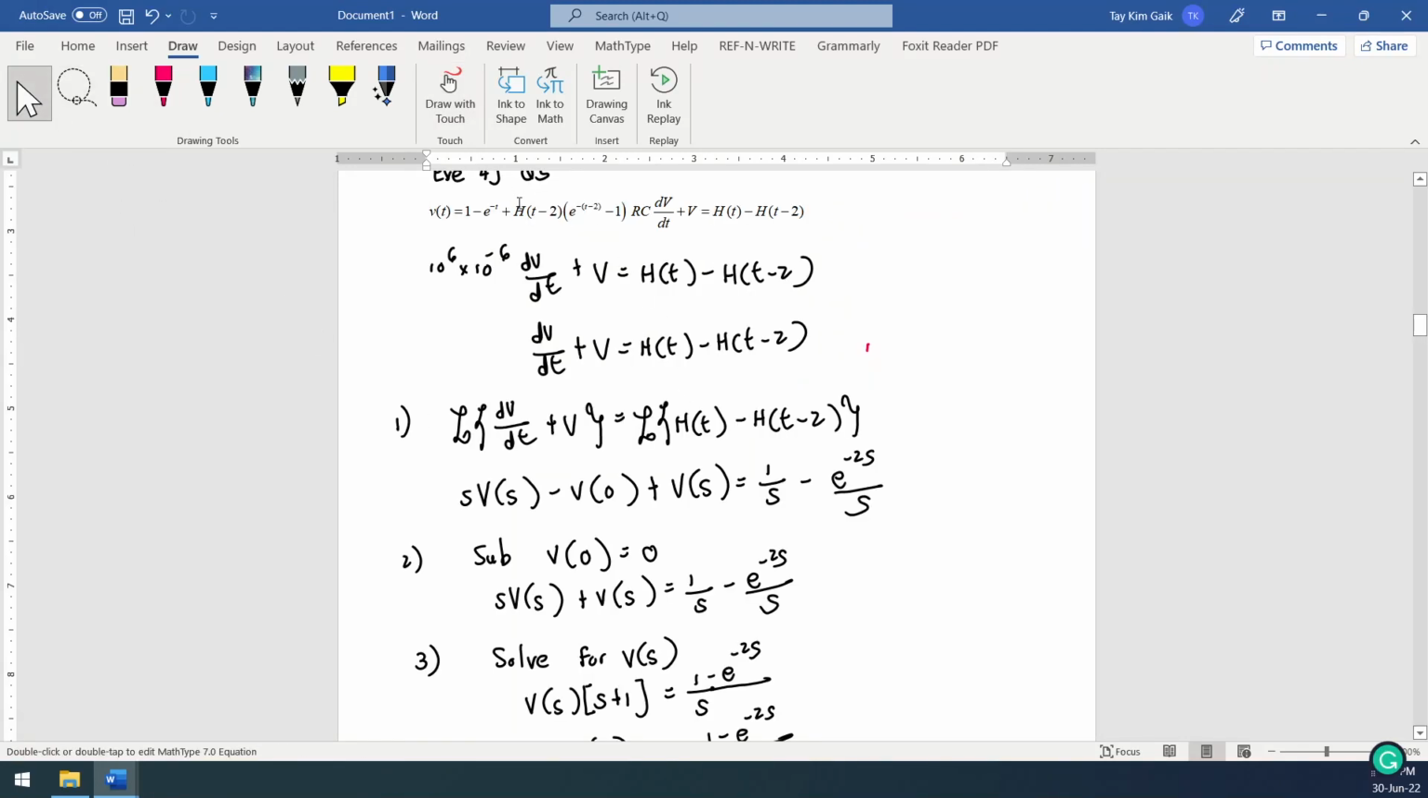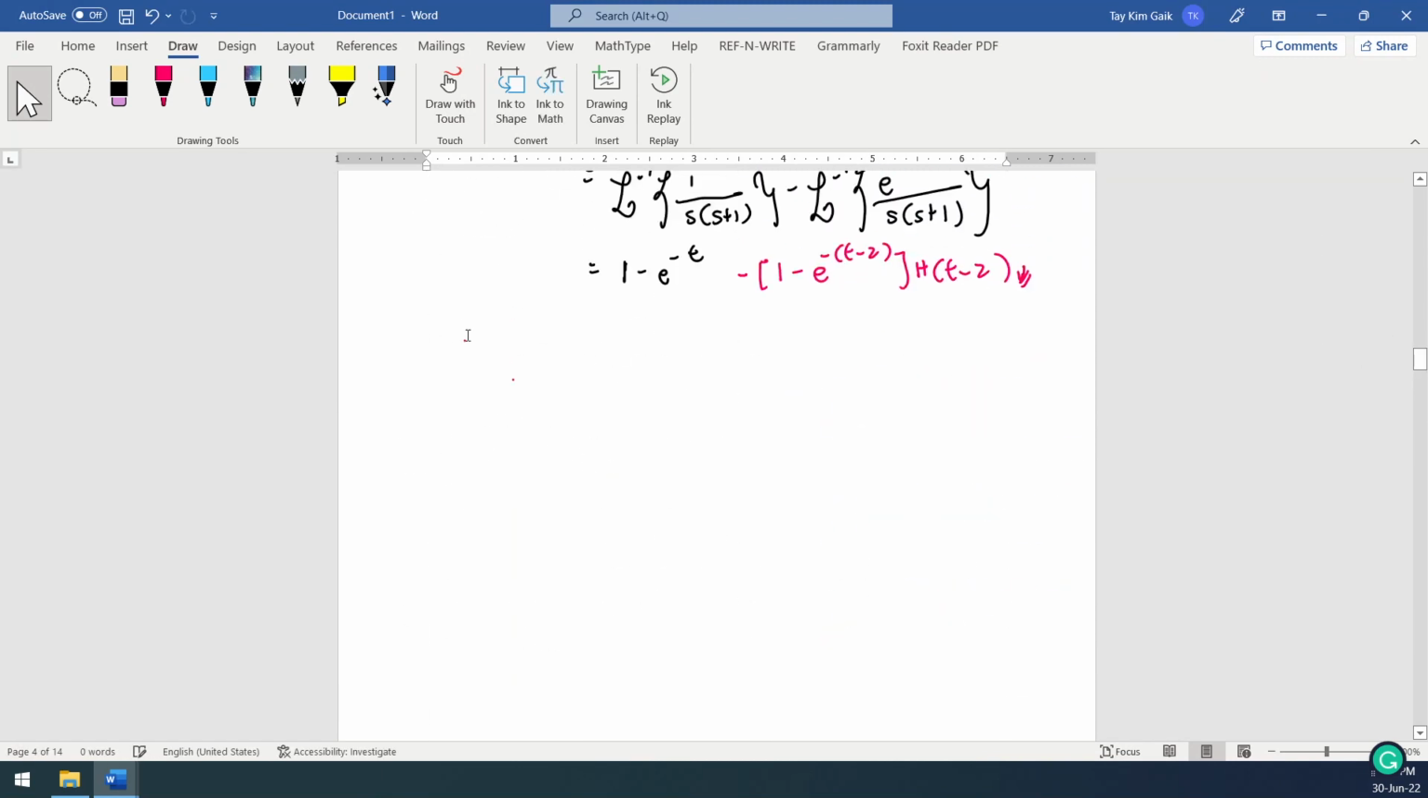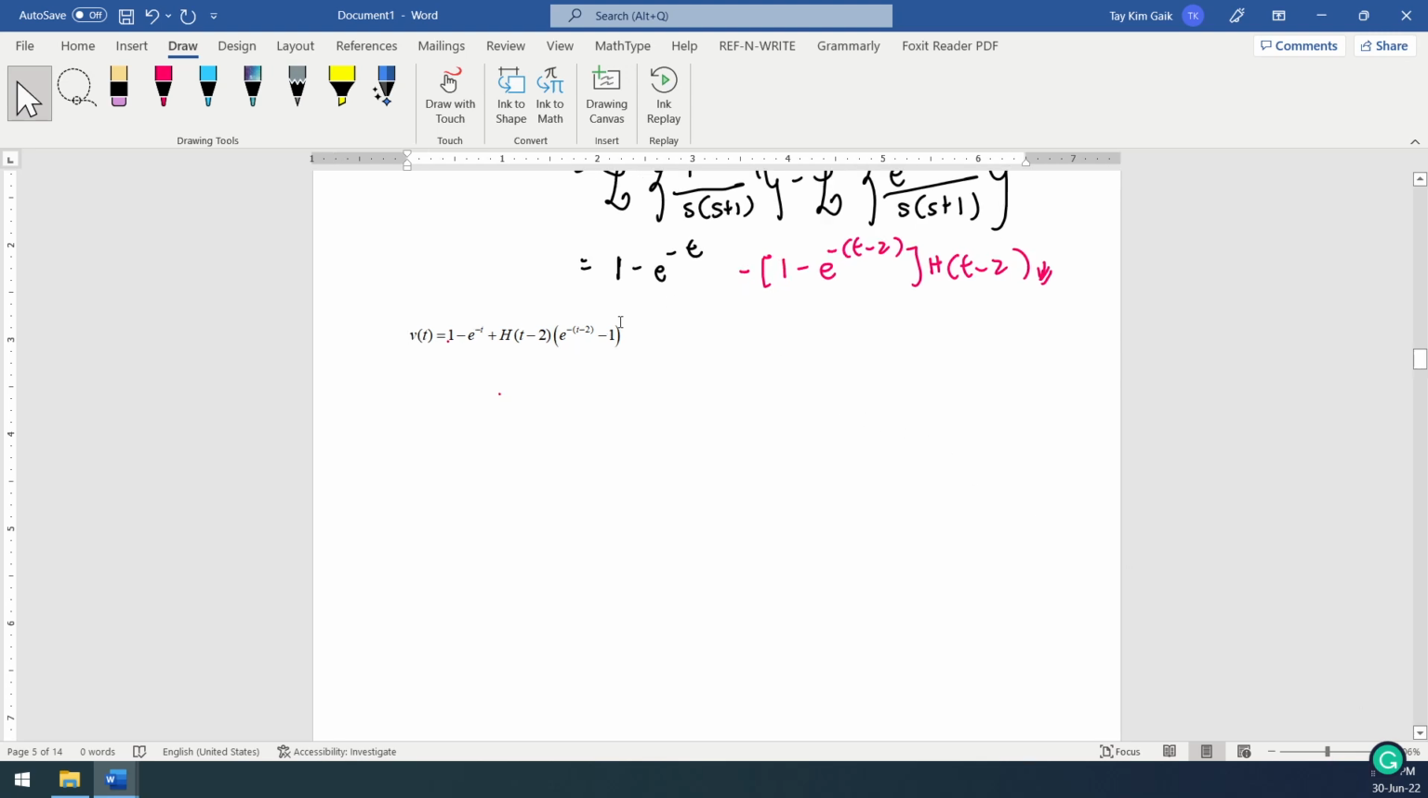So v(t) is 1 minus exponent negative t, minus 1 times h(t minus 2), plus exponent negative (t minus 2) h(t minus 2).